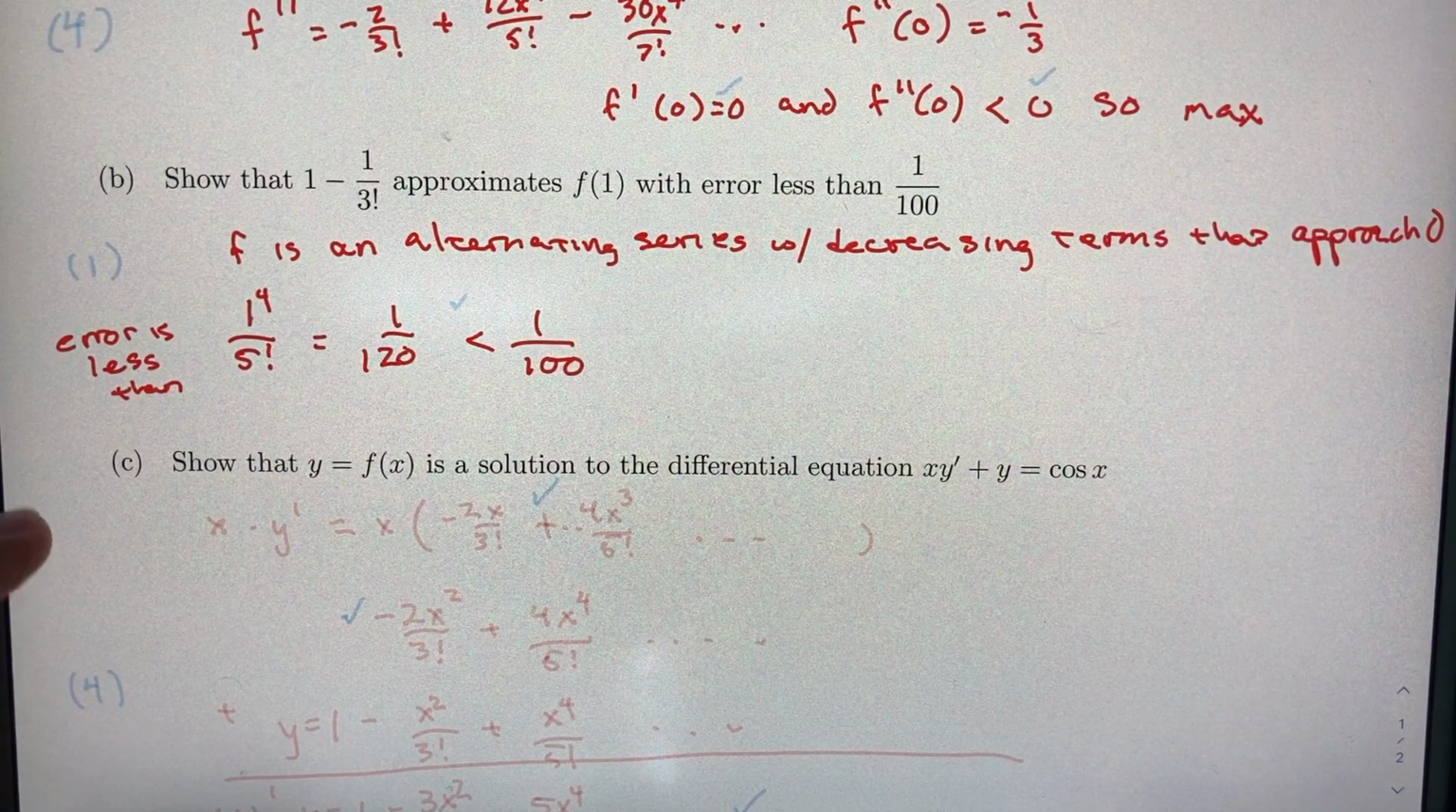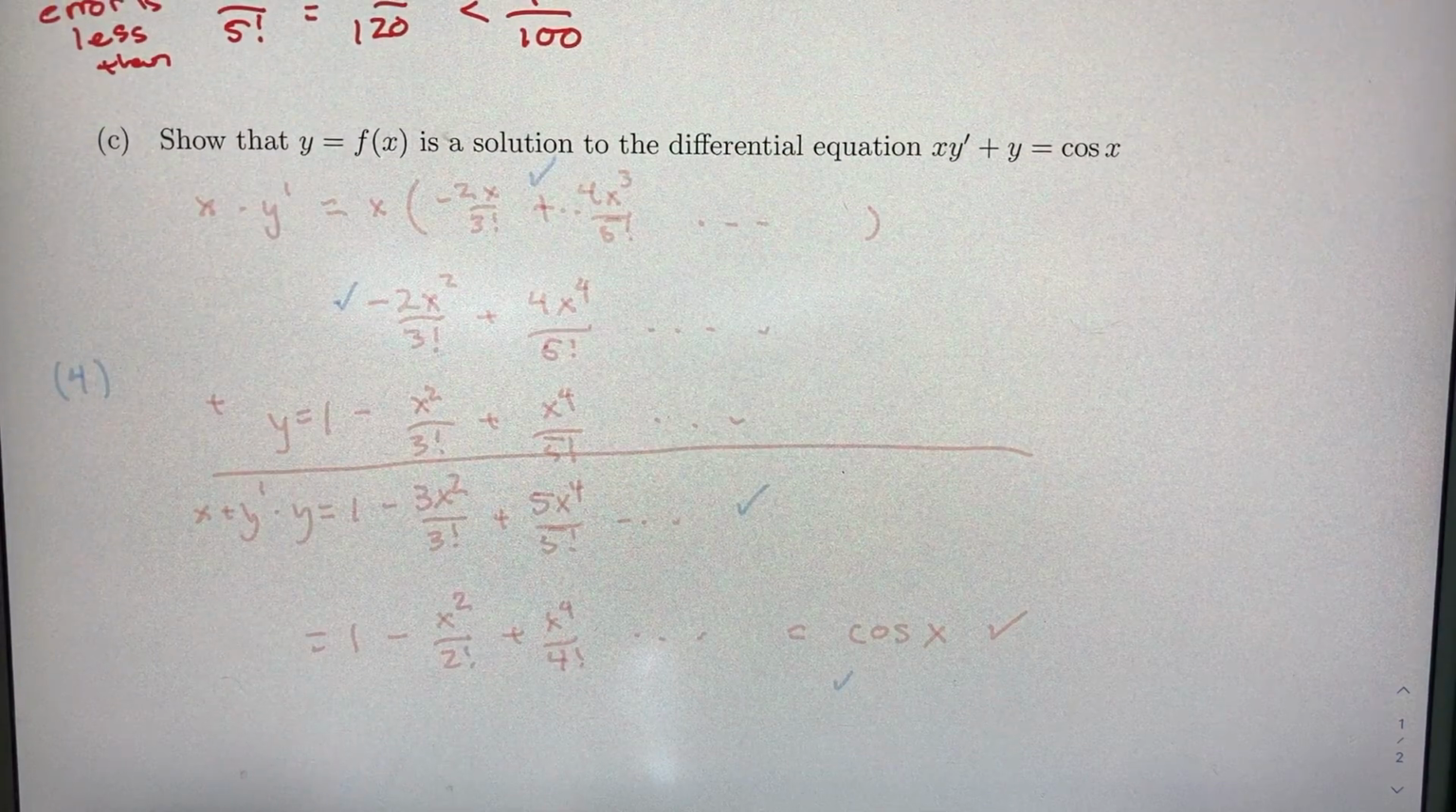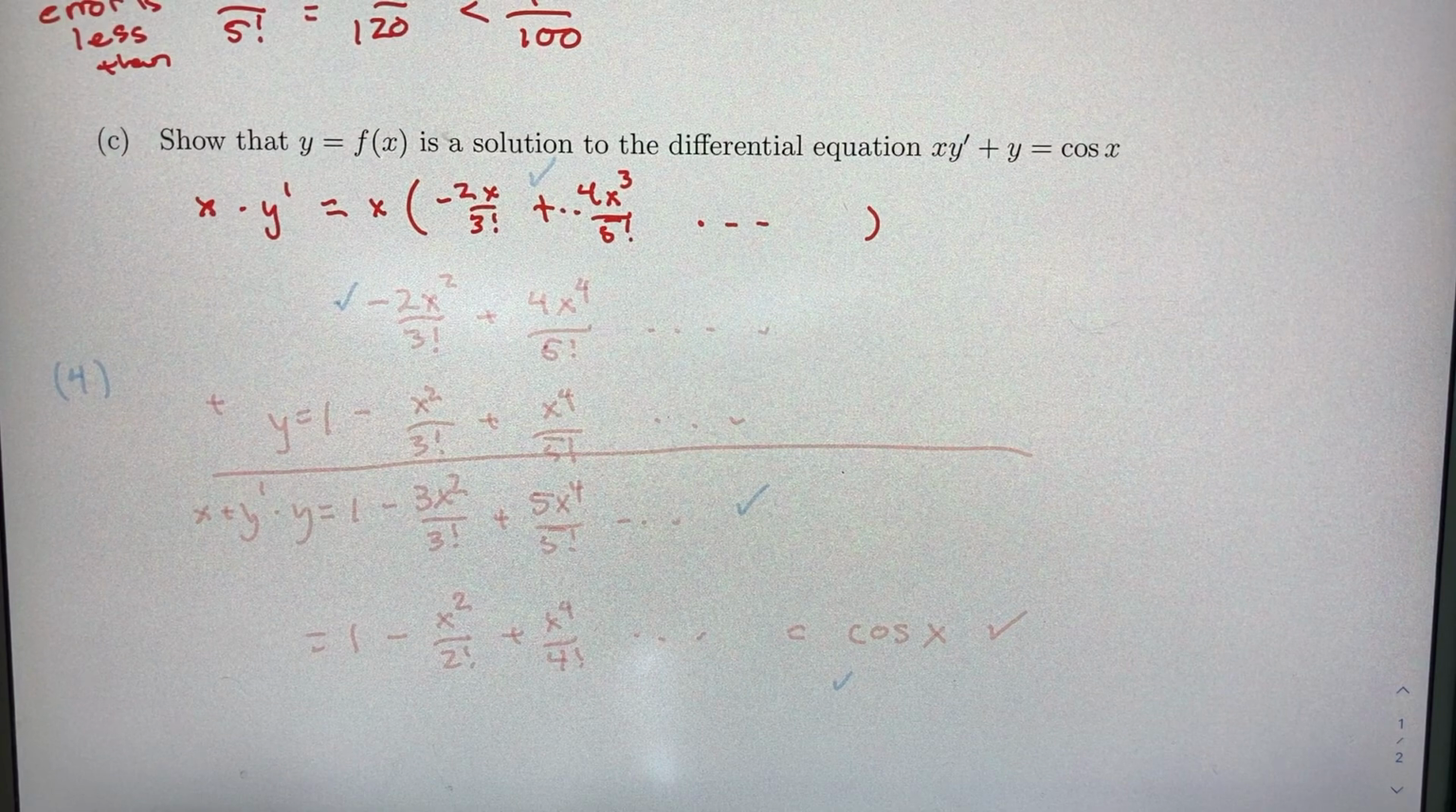All right, 2 ways to do this. I could do x times y prime, which is x times negative 2x over 3 factorial. Let me write the next term in. Okay, and so that's going to be negative 2x squared over 3 factorial plus 4x to the 4th over 5 factorial, etc.